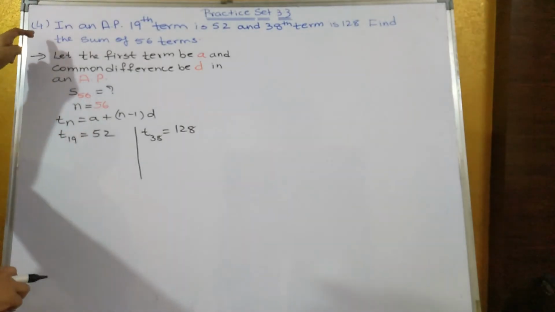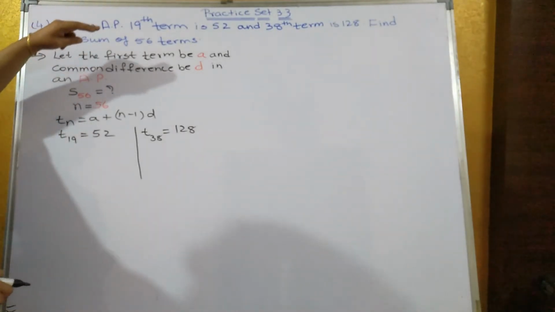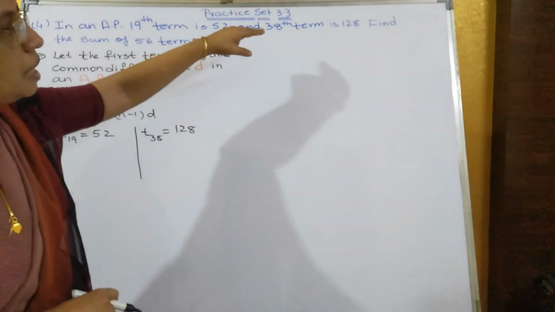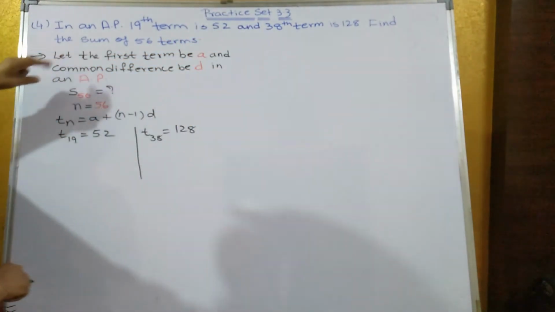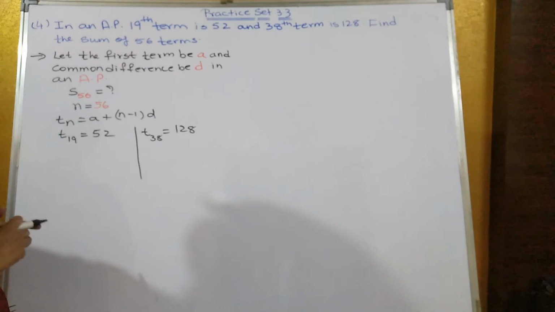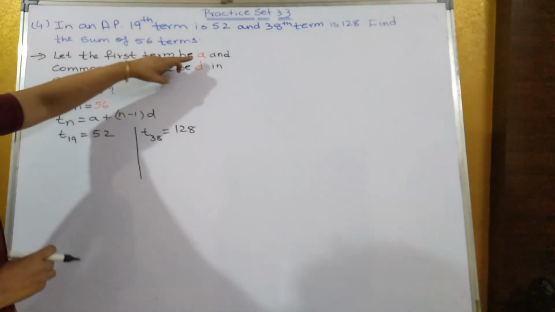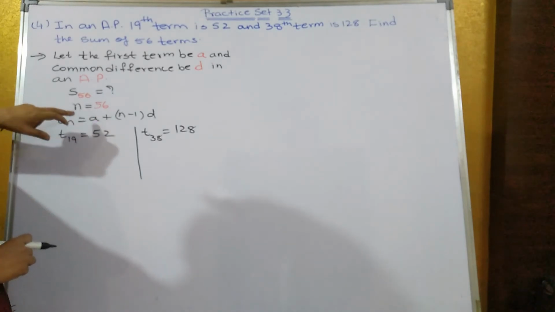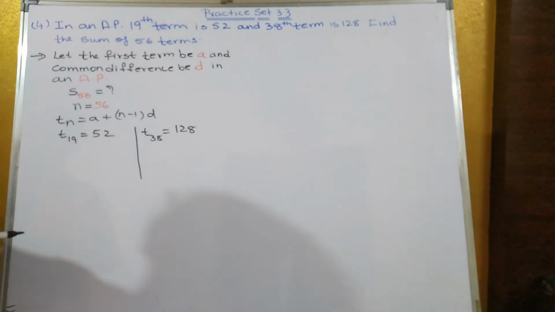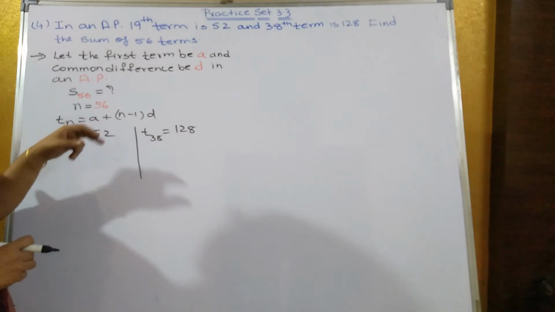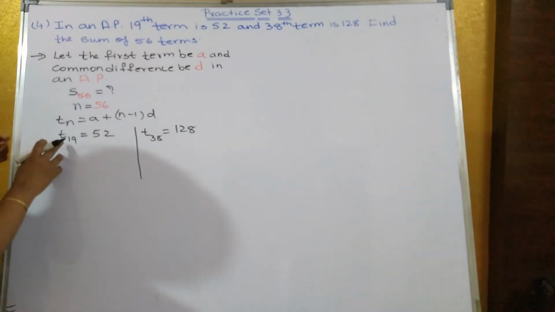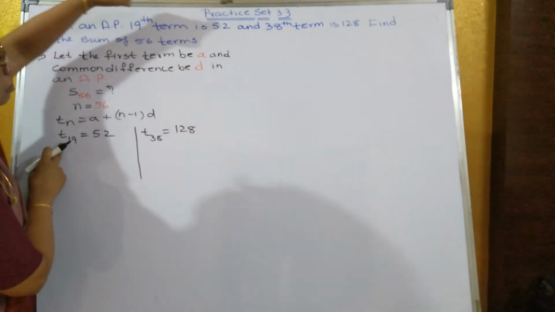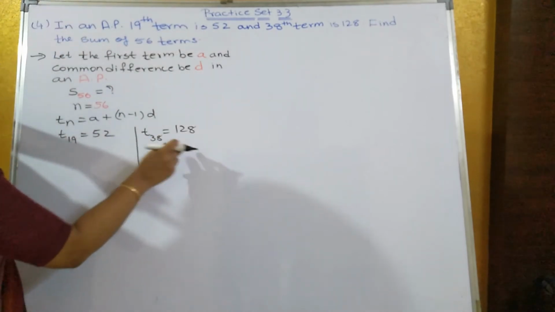Now sum number 4. In an AP, the 19th term is 52 and the 38th term is 128. We have to find out the sum of 56 terms. So let the first term be A and common difference be D in an AP. S56 you have to find out, therefore n is equal to 56. We know that Tn is equal to A plus n minus 1 D. So they have given T19 is equal to 52 and T38 is equal to 128.